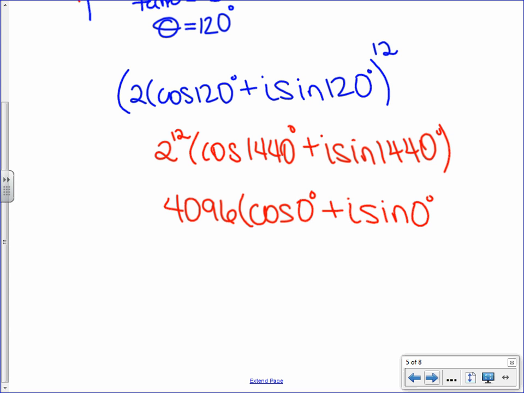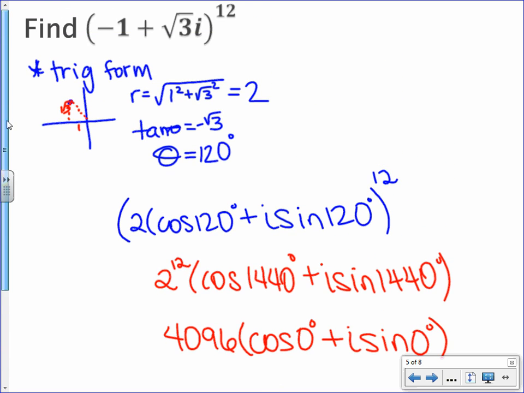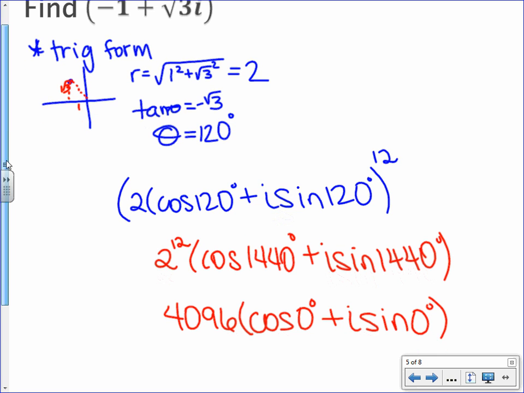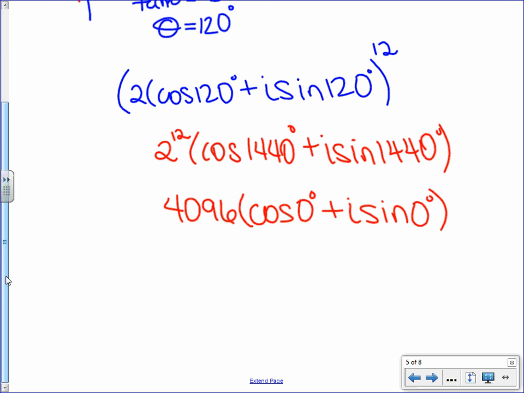Now, what form was our original problem in? Standard, which means our answer should be in standard form unless they say otherwise. So, hey, that's not so bad. Our angle is 0, right? What's the cosine of 0? 1. So we have 4,096 plus what's the sine of 0? 0. So we have 4,096 plus 0i.